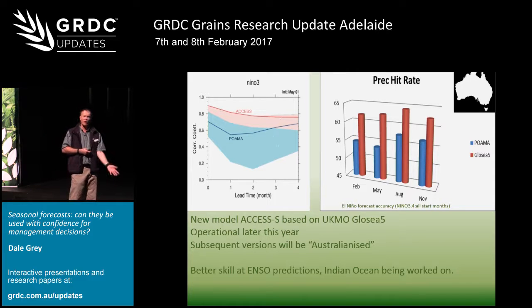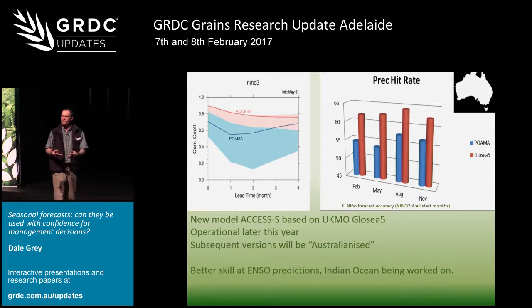It's quite an old model. It's probably 3 generations ago, that model. And since then, there's been better ways of representing the ocean and the atmosphere and the way they join together. And so the Bureau's in a collaborative arrangement with the UK Met Office, grabbing their GLOC5 model, and then over time, they're going to parameterise that with Australian features to make it better for Australia.